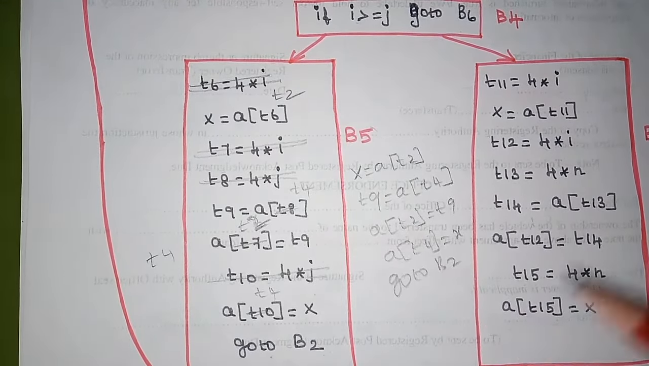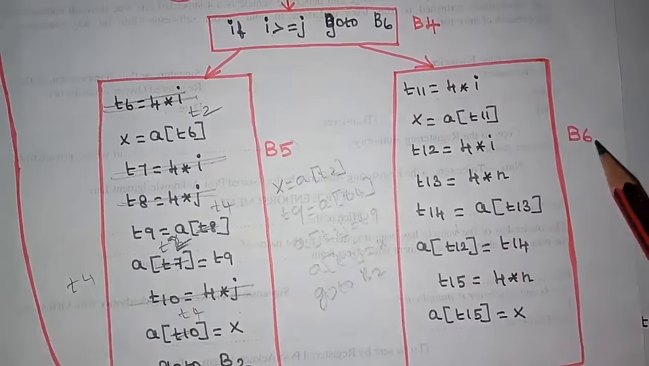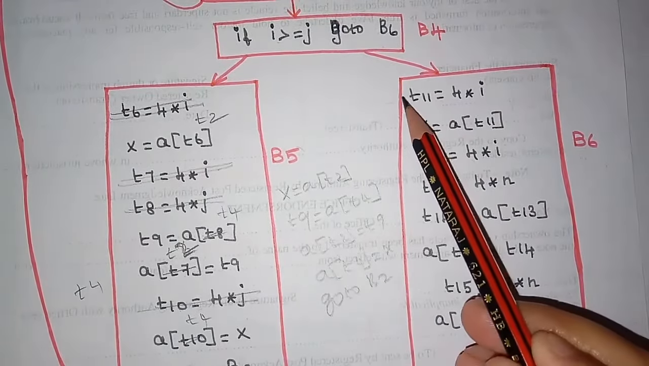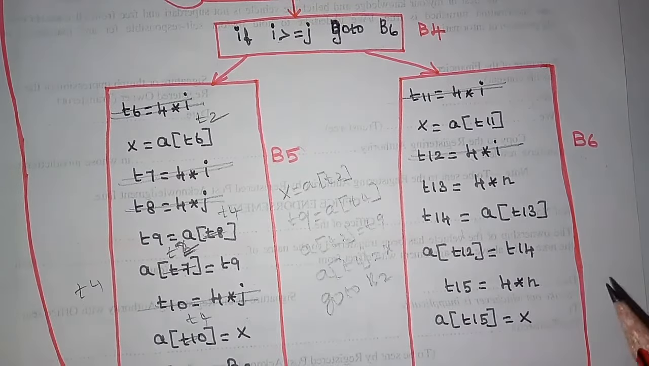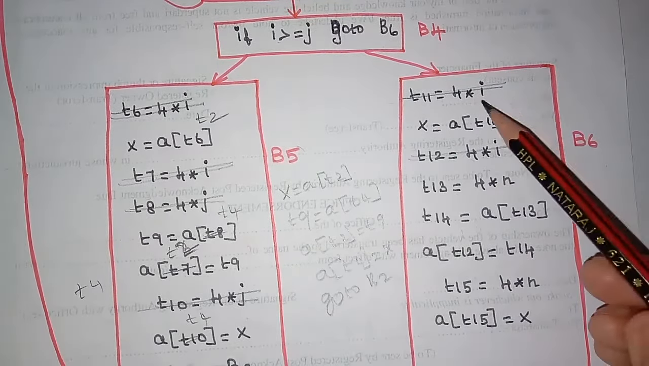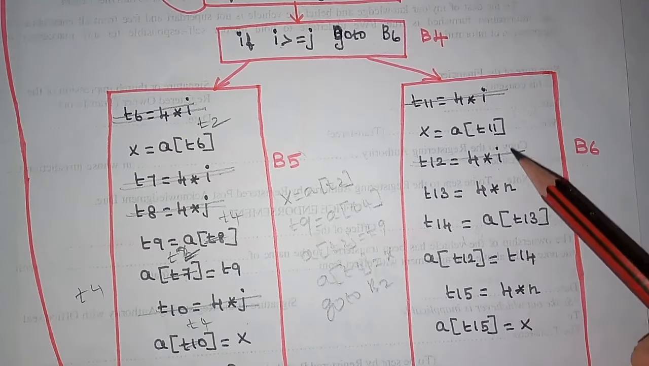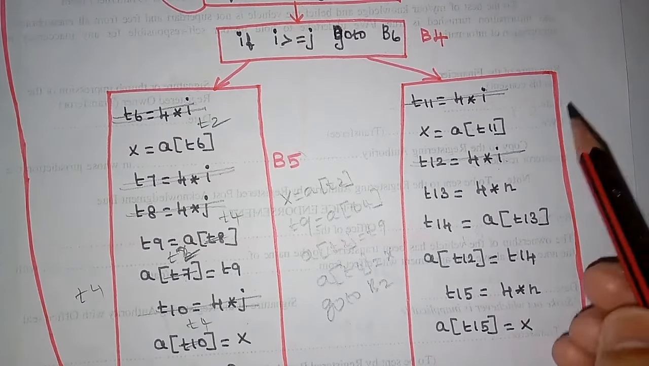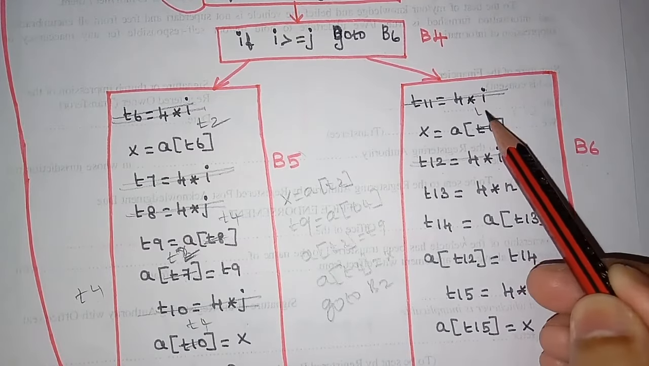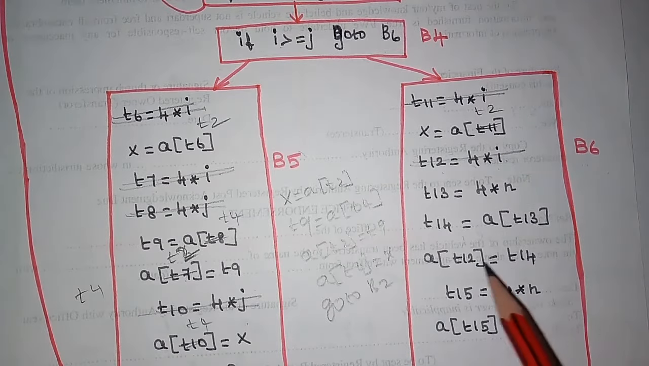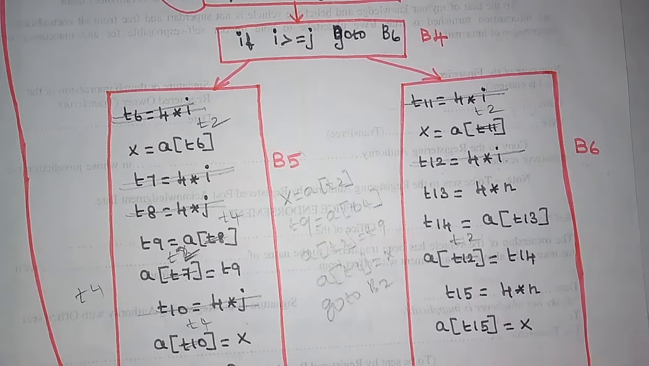In the same way, taking B6, block 6, here we can delete this statement, then we can delete this statement, and finally we can replace this 4 star I with T2. So wherever we have T11 and T12, we can replace T11 with T2, and then replace T12 with T2.